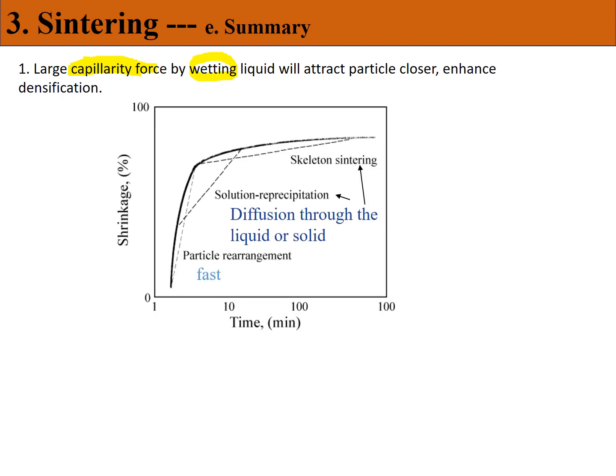Okay, so what happens in liquid phase sintering? At the very beginning, particles come closer very fast to densify first, followed by solution precipitation, and the last stage is skeleton sintering. These are the three stages during liquid phase sintering. But what really makes the liquid phase different from the solid phase is the first one, the first stage, which is particle rearrangement. Particle rearrangement is very, very fast in the liquid phase because of this large capillary force.